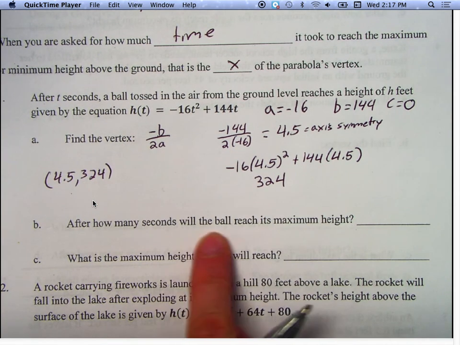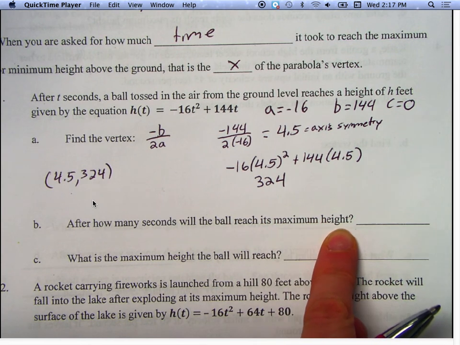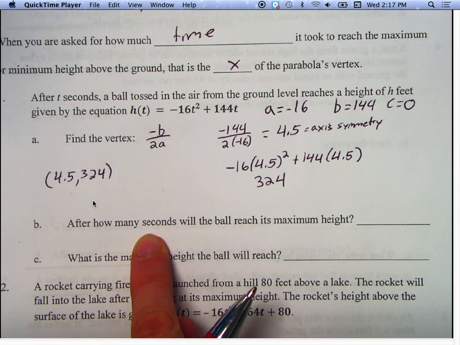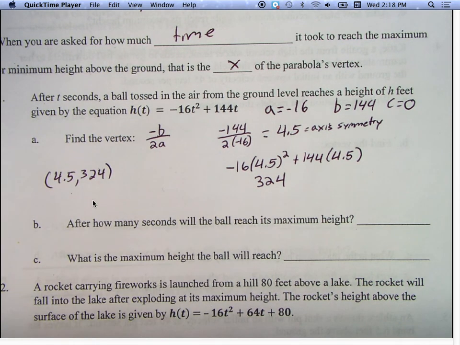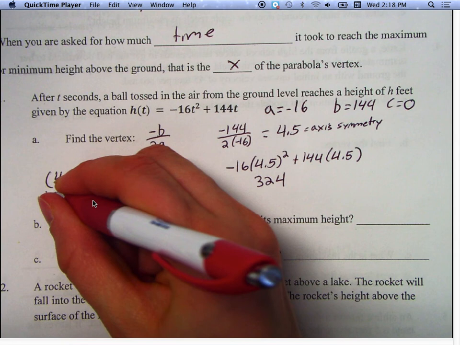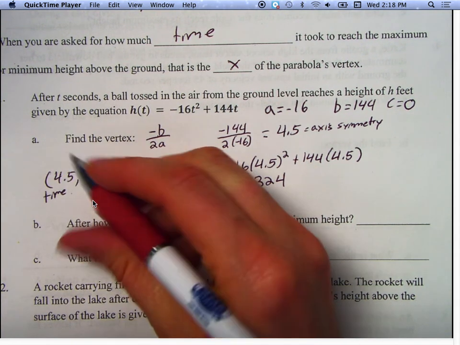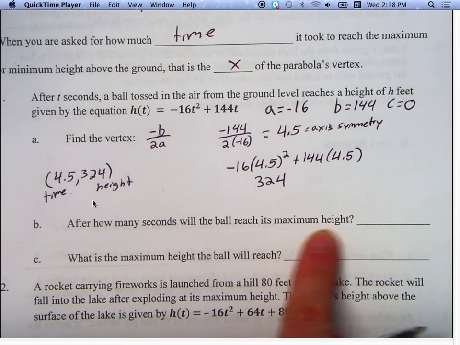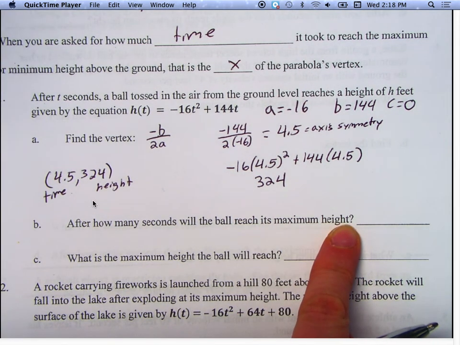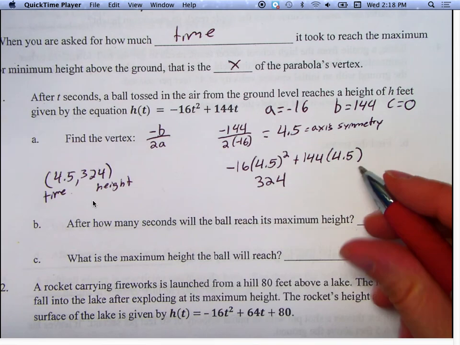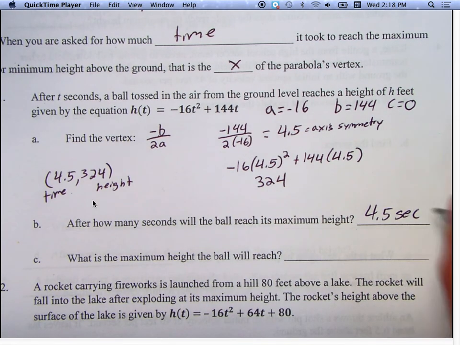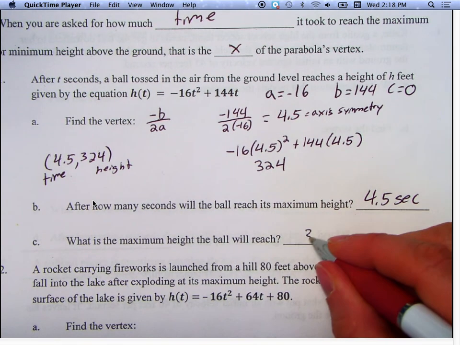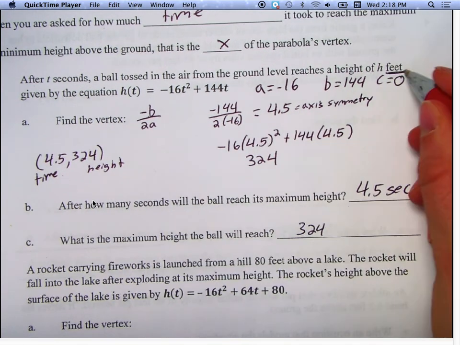After how many seconds will the ball reach its maximum height? How many seconds? So which one's the seconds and which one's the height? X is time. So y is the height. And it says, how many seconds will the ball reach its maximum height? So, which one's seconds? 4.5 seconds, right? What is the maximum height? 324 what? Feet, and I got that from up here.